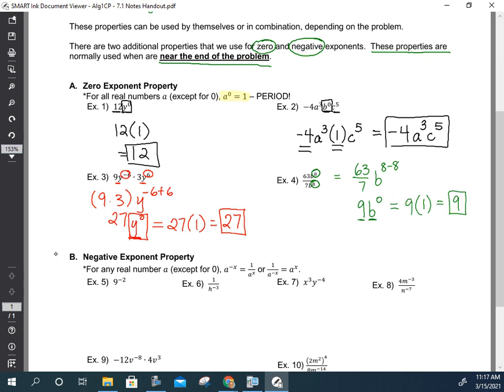So b to the 0 turns to 1. 9 times 1 is 9. Again, some of you all, I'm confident that you know what you're doing. But there's some of you all, because you don't speak up, I can't trust that you know what you're doing. Questions on the 0 property before we switch to the negative exponent property.